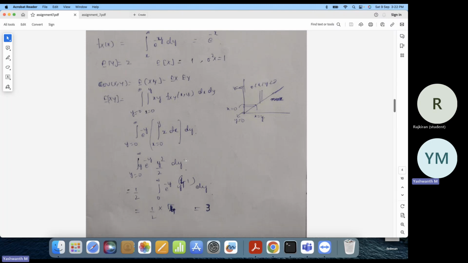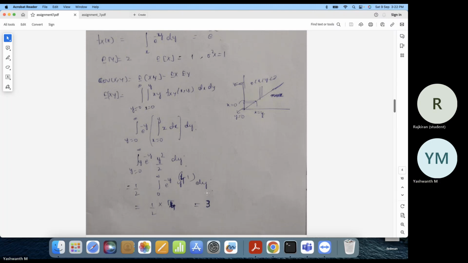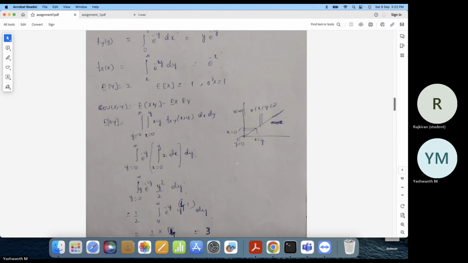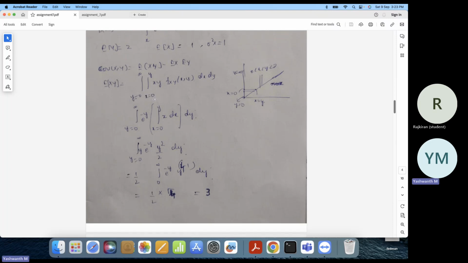This is clear, right? Why we got 3? If not, I can once again just go over this.